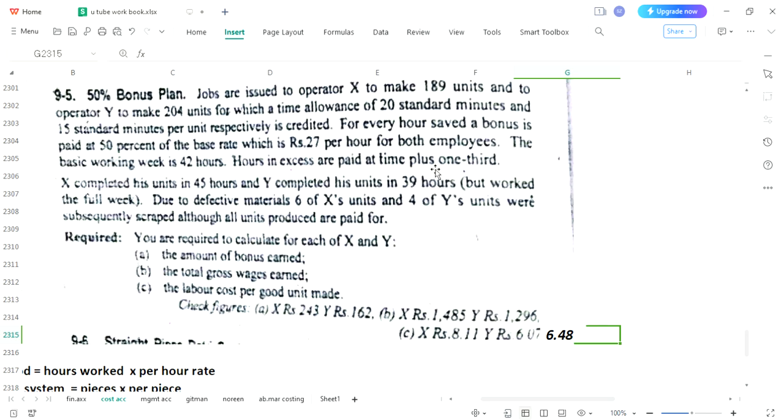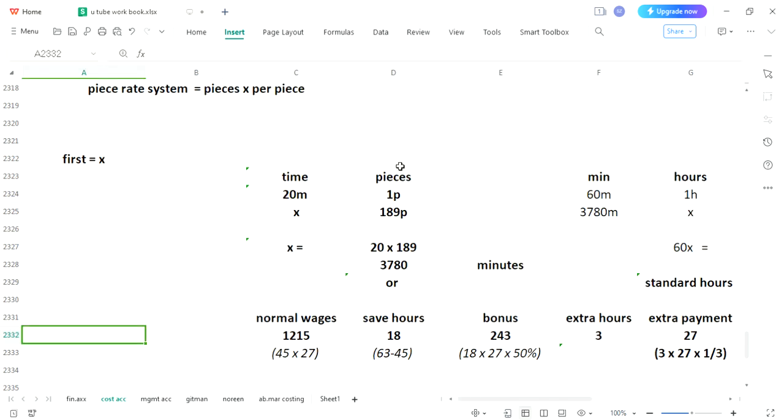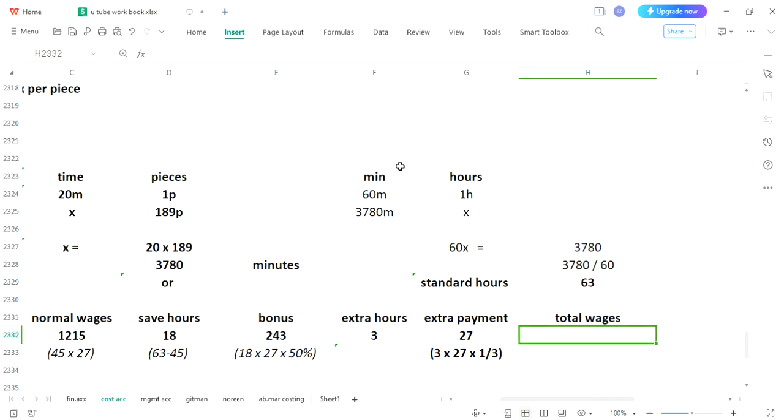Now there is a question for you. Read it again. Hours in excess are paid at time plus one third. It means it would be paid normally as well as one third. So we have already paid him. Look over here. 45 hours payment has been made. It means 3 extra hours were paid over here as well. This is one and then plus one third. So we have paid extra payment over here of 27.